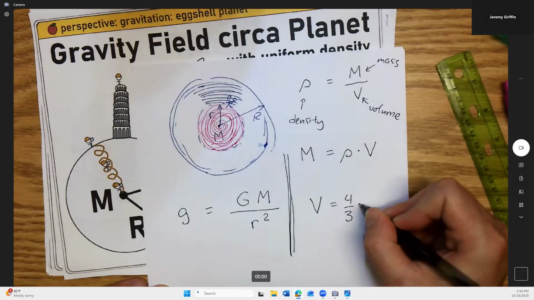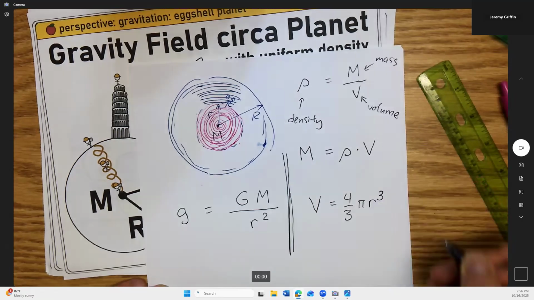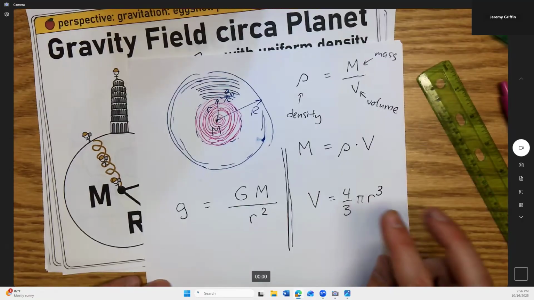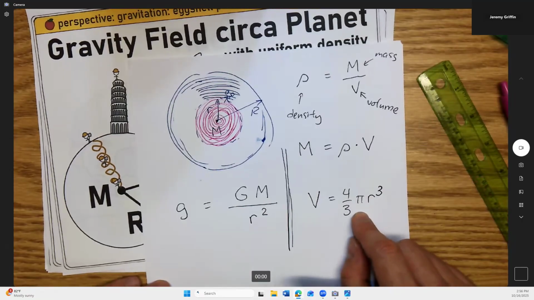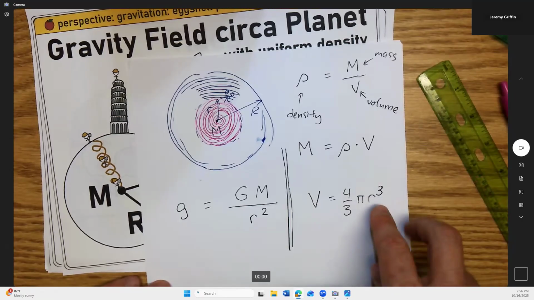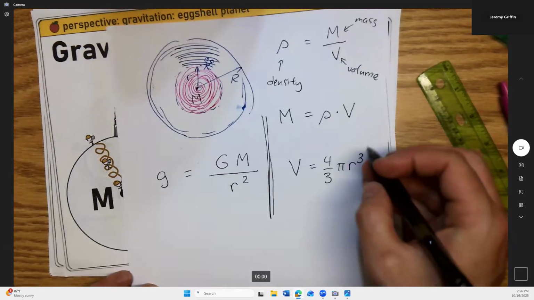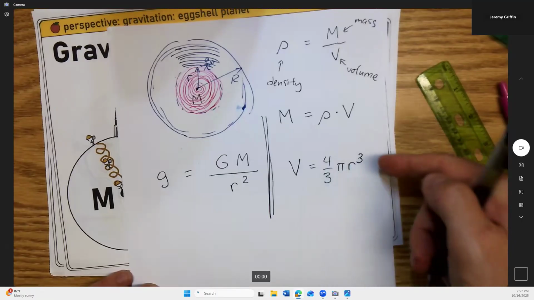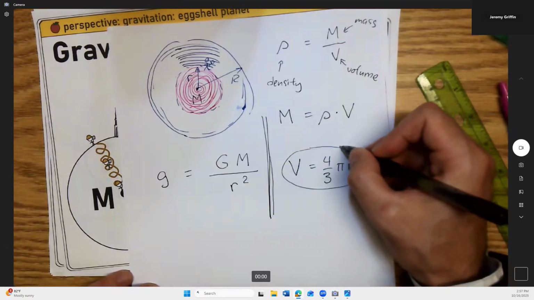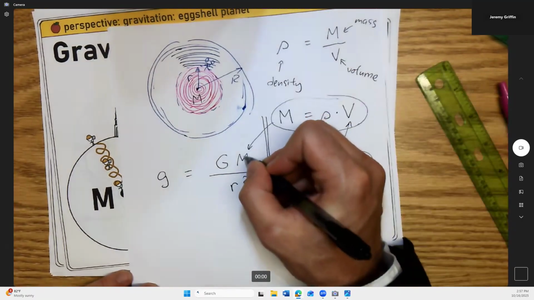4/3 pi r. Guys, any volume is always r to the power of what? Cube, yeah, 3. There you go. Even if you didn't know the 4/3 pi, that just makes a cube into a sphere. The important part is definitely this r to the power 3. Actually, if that's all you know, that's all you need to prove this graph right here. So this would feed into this, and then that expression further feeds into this.